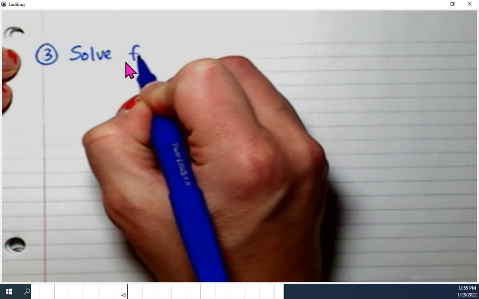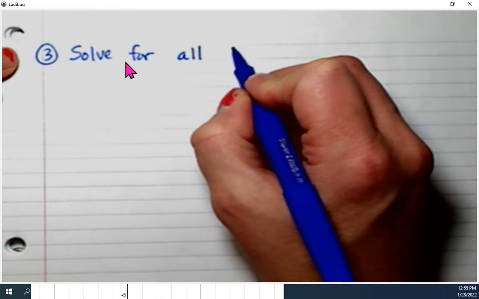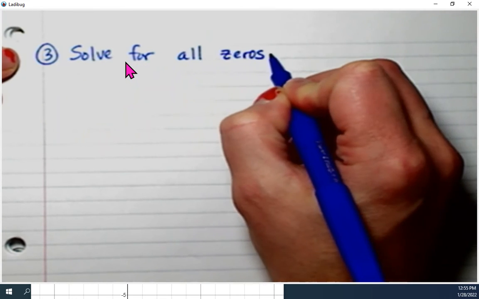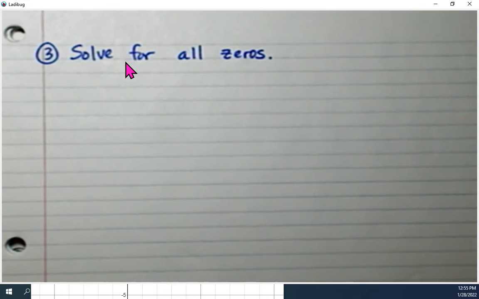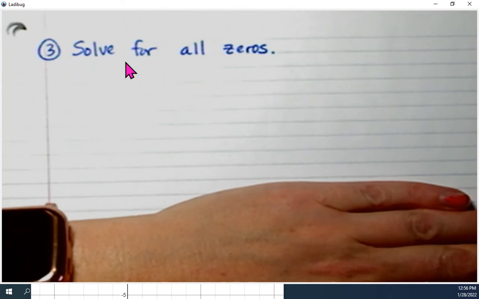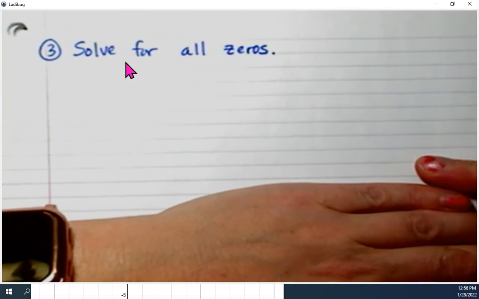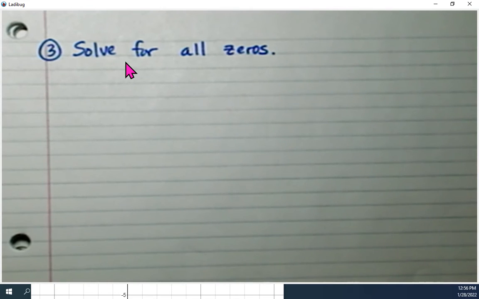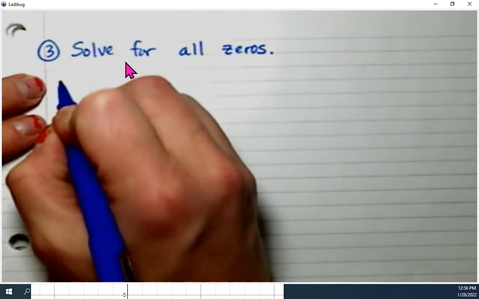Solve for all zeros. How much of a page do you need? Took me a whole page. It's because I write big, guys. That's what it's going to look like. Oh my gosh. Yeah, you'll probably want that much space. You could easily do it in two little columns, maybe six rows.